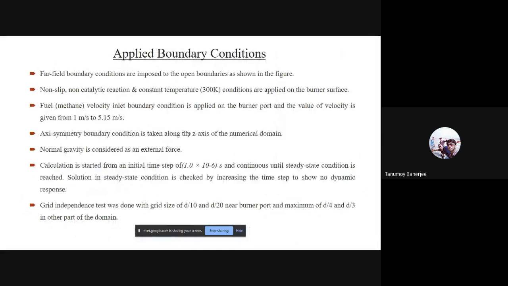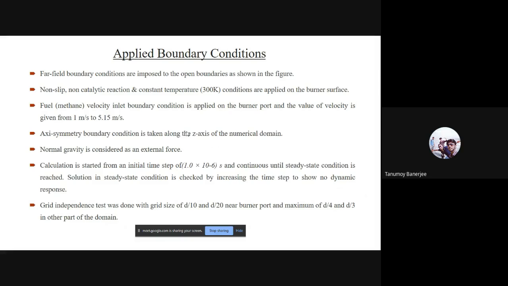No catalytic reaction is used, and the temperature at the burner surface is kept fixed. And methane exit velocity is given from the burner port, which is basically the velocity inlet. Normal gravity is considered as an external force.